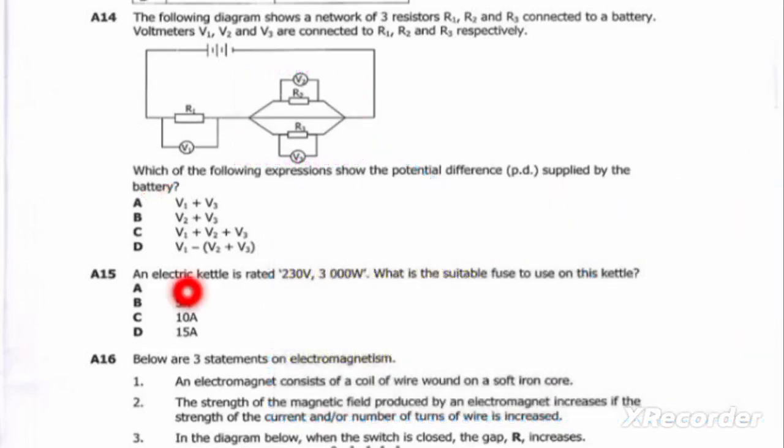We move to the next question, which is question A15. Question A15: an electric kettle is rated 230 volts, 3000 watts. What is the suitable fuse to use on this kettle? To find the suitable fuse, the first thing that we are going to do is to calculate the electric current.